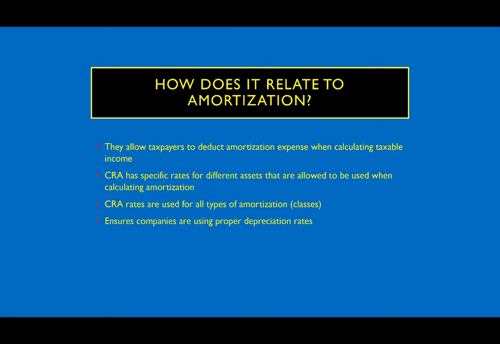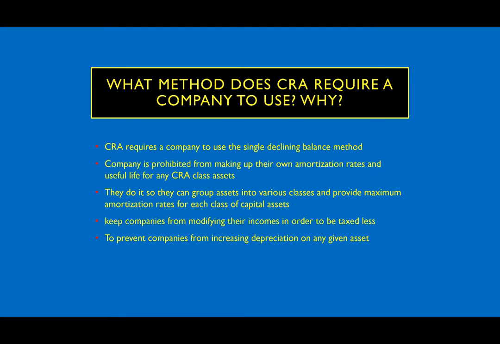They allow taxpayers to deduct amortization expense when calculating taxable income. The CRA has specific rates for different assets that are allowed to be used when calculating amortization. The CRA rates are used for all types of amortization, also known as classes. This ensures companies are using proper depreciation rates.